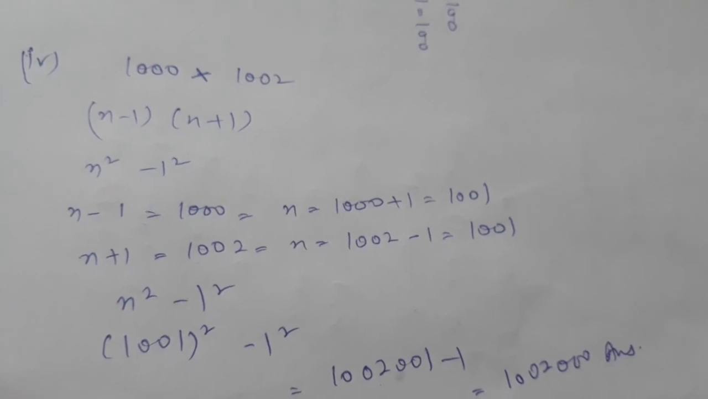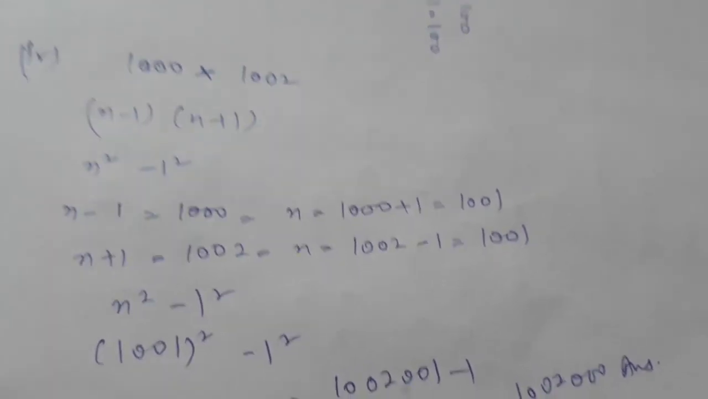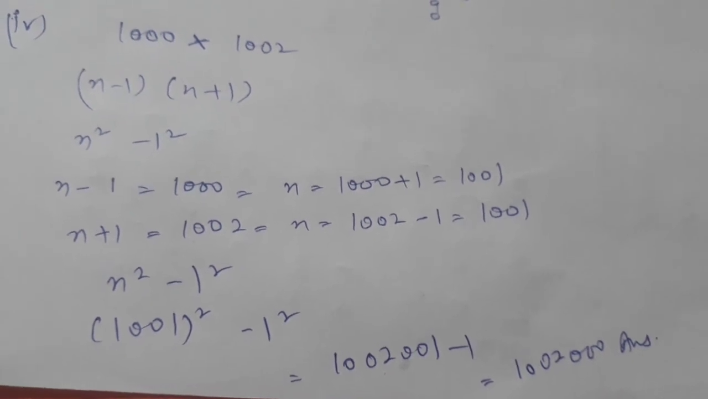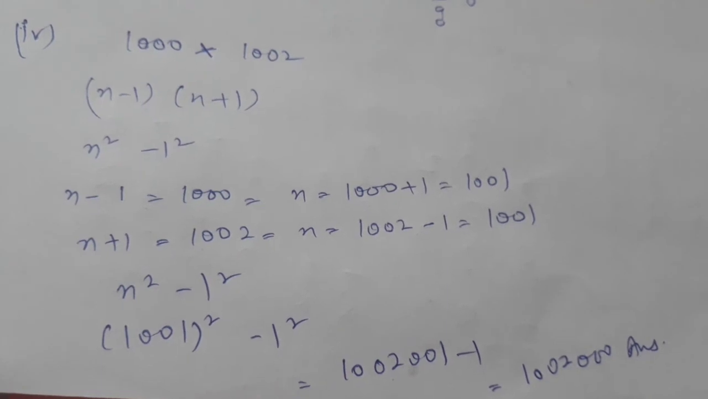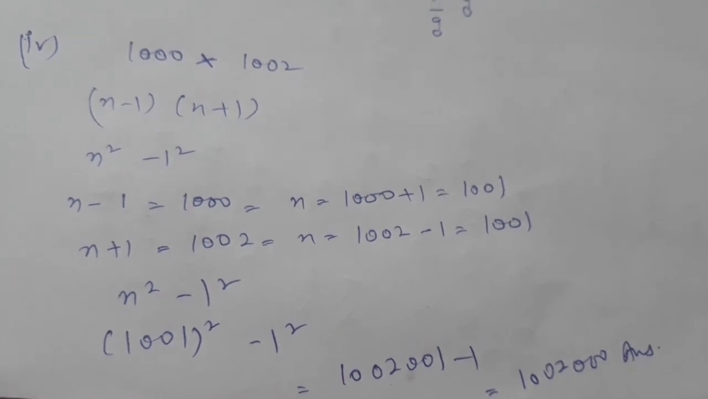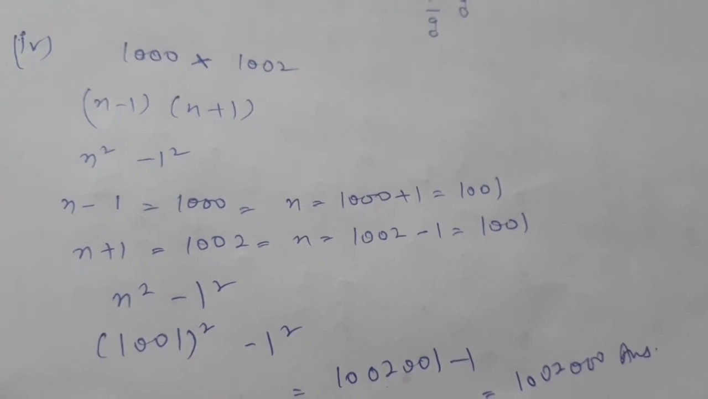So these were the question number 4 and 5 of exercise 3.1, square and square roots, class 8, Goyal Brothers Prakashan. In my next video I'll be solving question number 6 and question number 7, which is about the Pythagorean triplets.